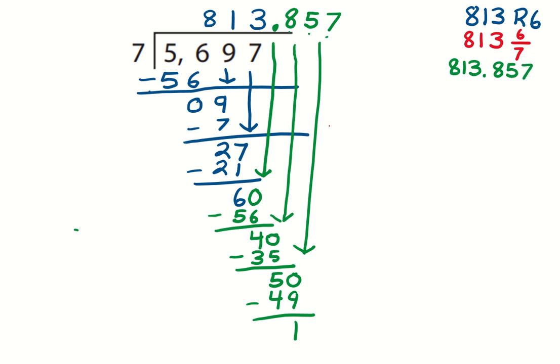But there you have it, my friends. That's 3 different ways to represent a quotient with a remainder, and I do hope that was helpful to you.